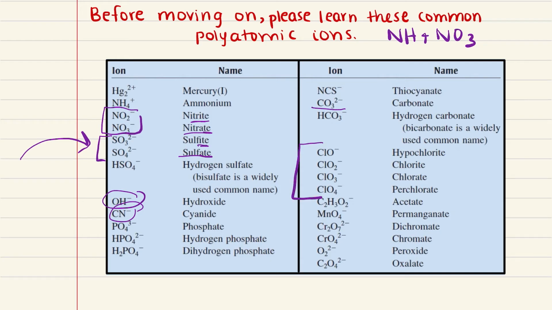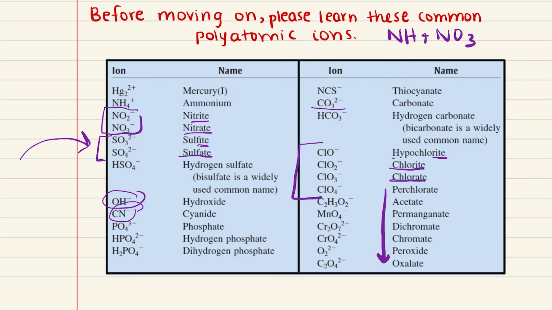In an extended series of oxyanions, prefixes are also used. So here we see ClO minus. This is called hypochlorite. Then ClO2 minus, this is called chlorite. Then ClO3 minus, this is chlorate. And then ClO4 minus is perchlorate. So these are really important to know. Now the rest of these right here, these are all going to be important in both general chemistry, and we're going to see them again in organic chemistry. So might as well commit them to memory now while you're studying for general chemistry.